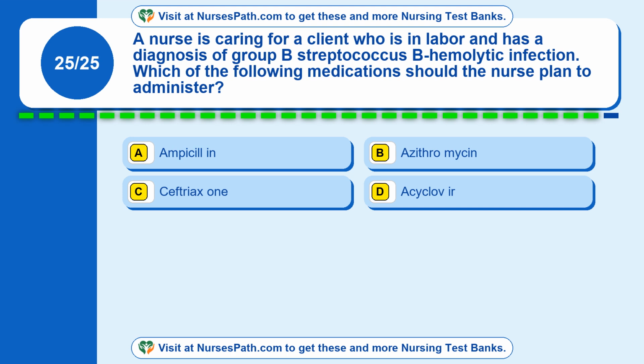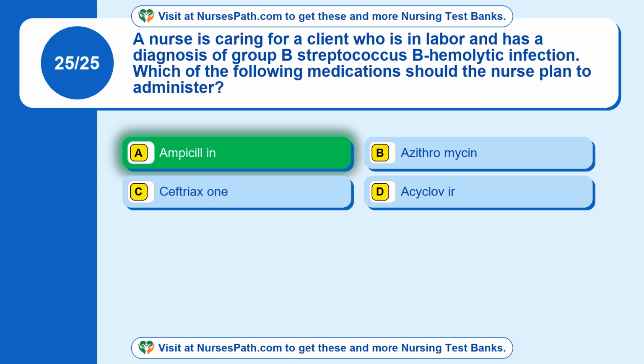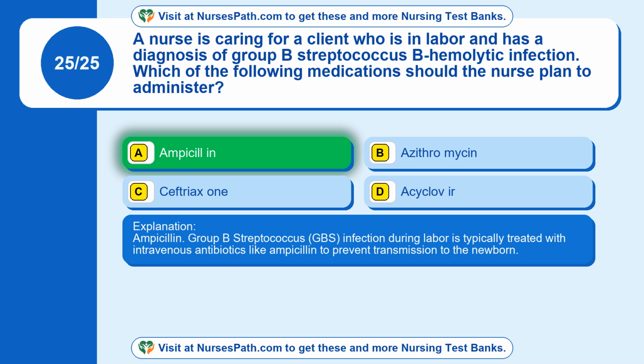Question 25. A nurse is caring for a client who is in labor and has a diagnosis of group B Streptococcus infection. Which of the following medications should the nurse plan to administer? Option A, ampicillin. Option B, azithromycin. Option C, ceftriaxone. Option D, acyclovir. The correct answer is option A, ampicillin. Group B Streptococcus, GBS, infection during labor is typically treated with intravenous antibiotics like ampicillin to prevent transmission to the newborn.